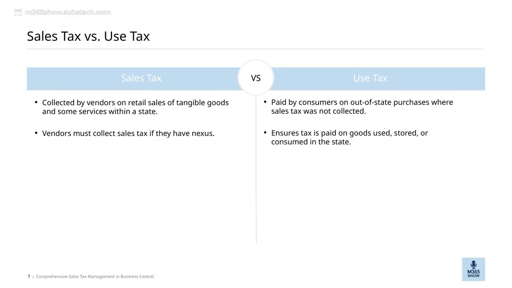On the other hand, sales tax is collected by vendors on retail sales of tangible goods and certain services within the state. Vendors are responsible for collecting this tax if they have what's called nexus, which is a sufficient connection to the state. Essentially, while sales tax is collected directly from customers by vendors during a sale, use tax is something consumers owe when they buy out of state and didn't pay sales tax upfront. Both are vital parts of comprehensive sales tax management, especially when you're managing business operations across states.